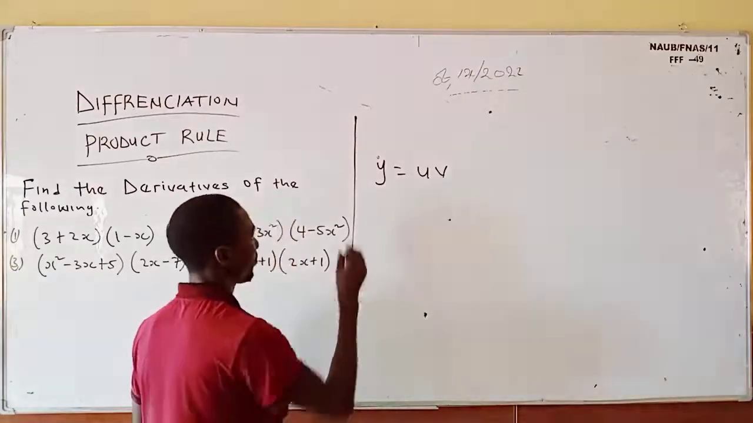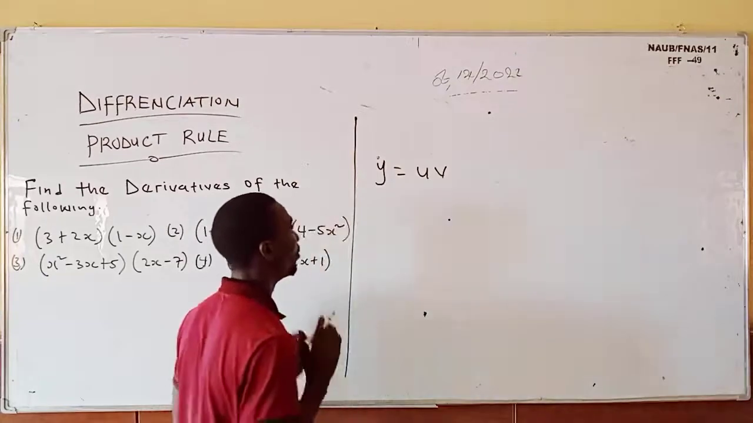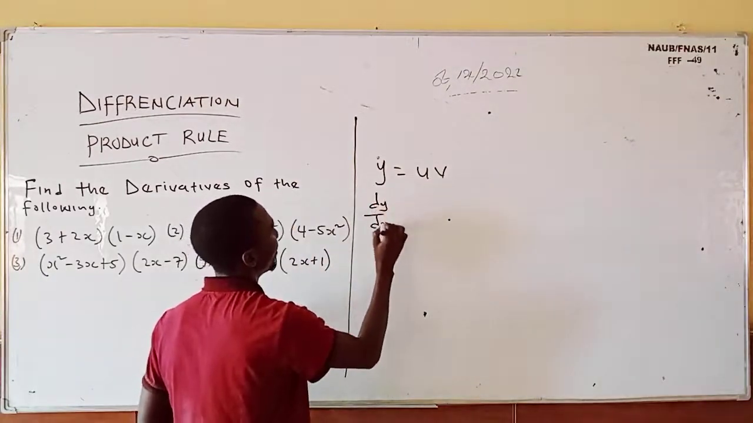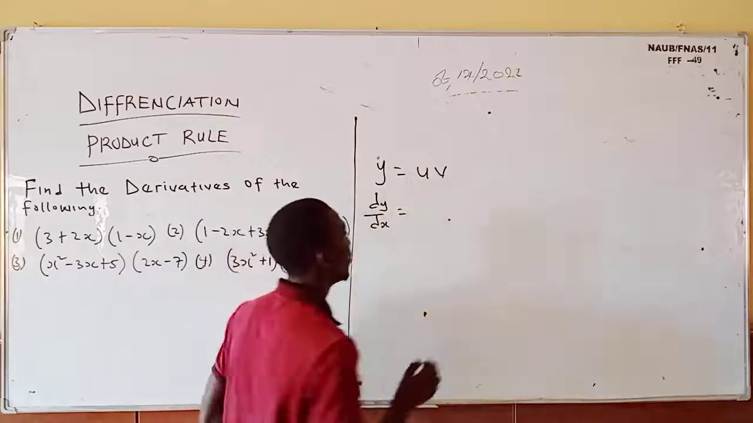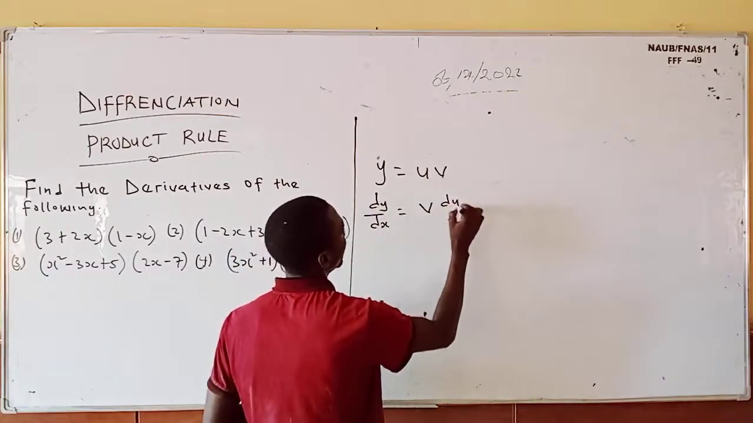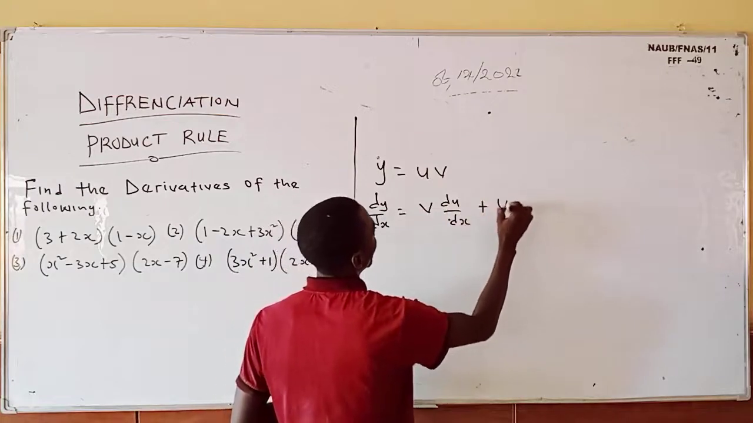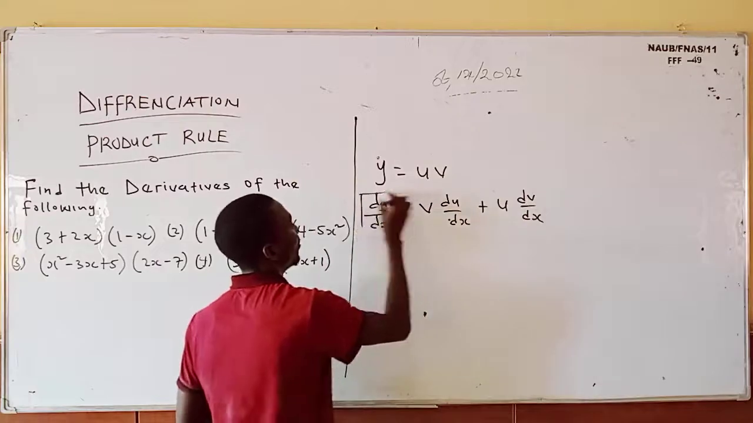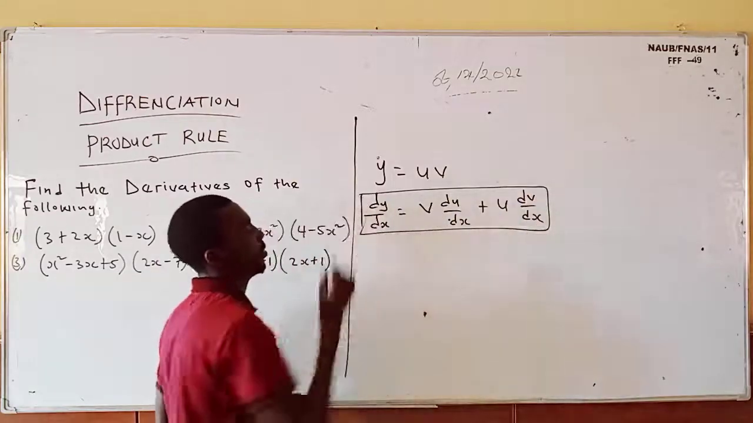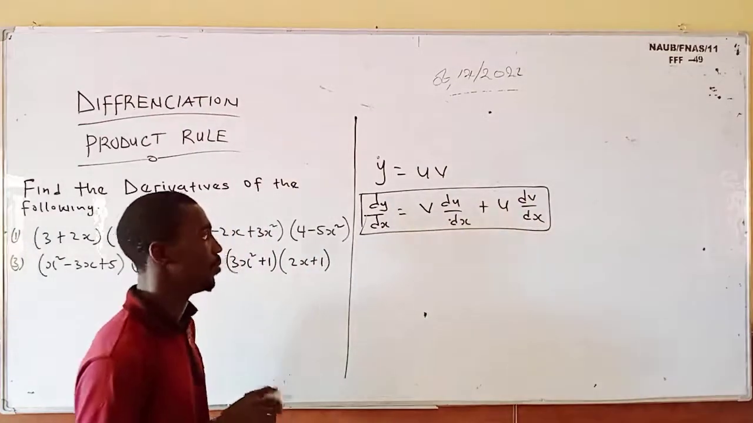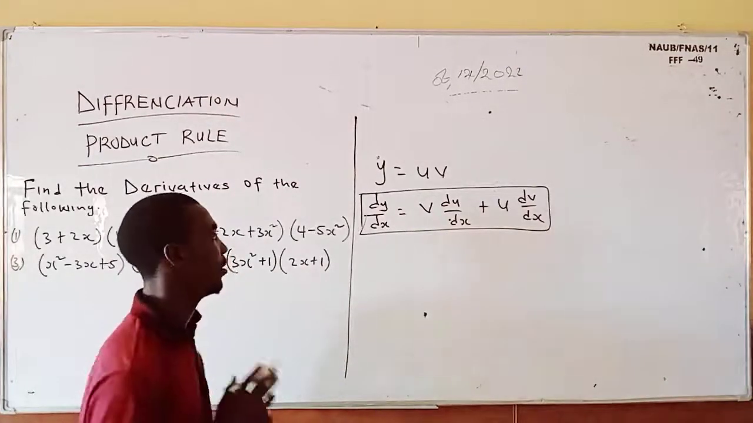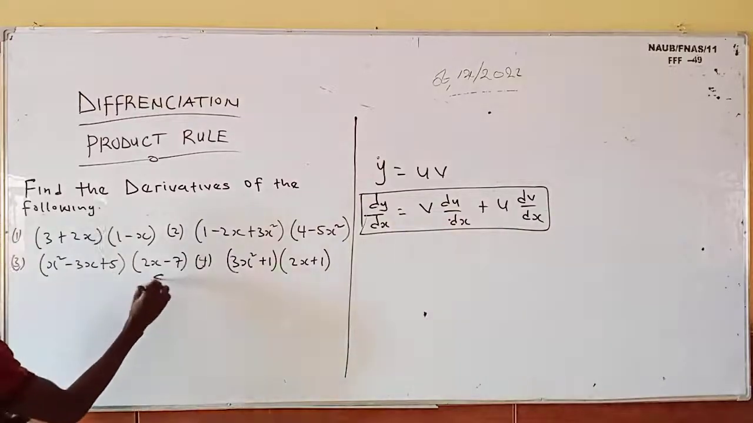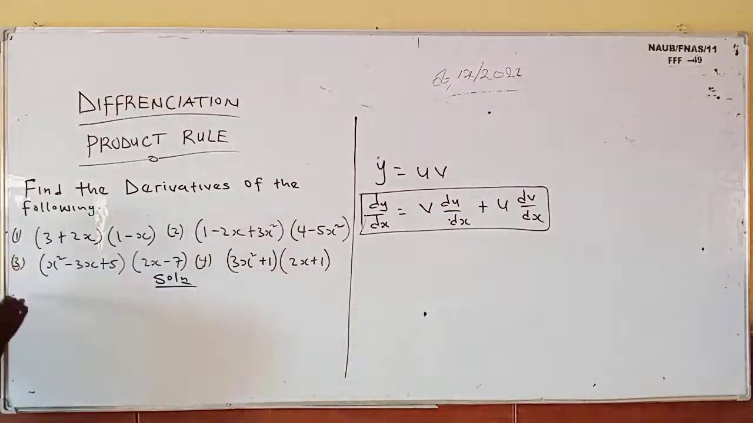So if Y equals UV, dy/ds is equal to V du/ds plus U dv/ds. So this is the product rule. Please take note of that. So now let's start with solution number 1.